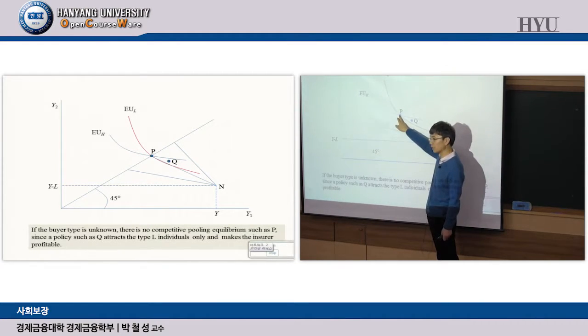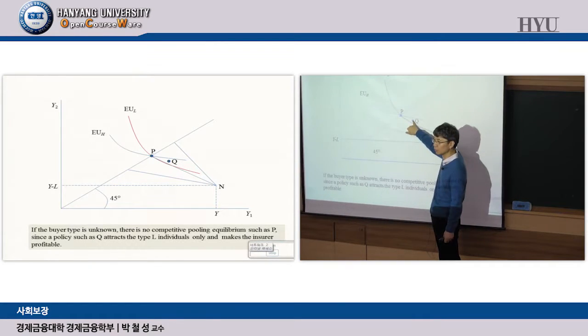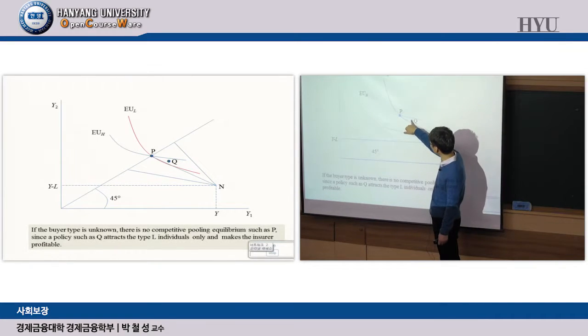This company is not making any money because it's breaking even. But I have an insurance company that sells, let's say, plan Q. What does Q do? Once you sell this plan Q, the high risk type doesn't want Q, because if they buy Q, their utility level goes down. But the low risk type wants Q, because their utility will go up. So only the low risk type will buy Q.